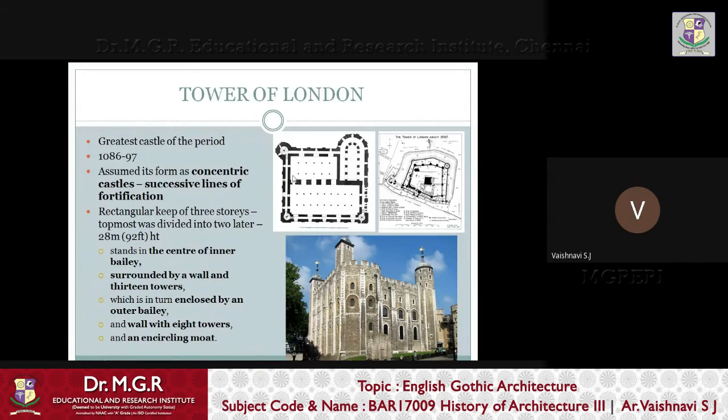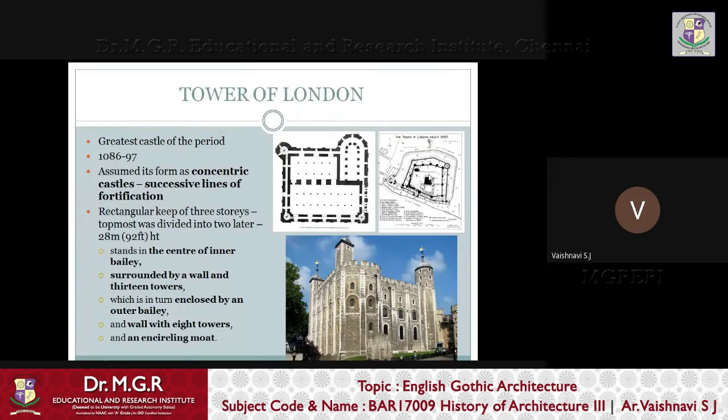So it had a rectangular shape plan. It had 3 stories. Topmost was divided into two later, and it stands in the center. Here you can see that they have given staircases in the corners, and it stands in the inner bailey.